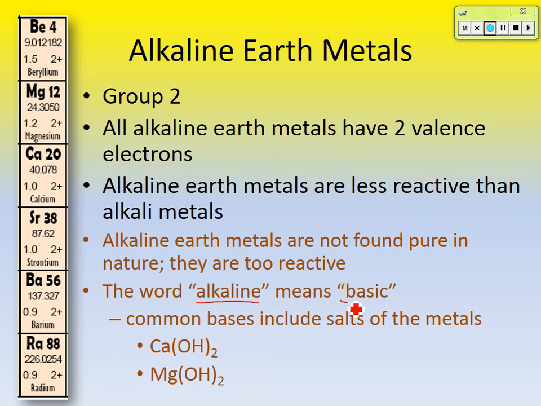Let's talk about why they're called the alkaline earth metals. Alkaline means basic. It's the opposite of acidic. Common bases include salts of these metals. Calcium and magnesium form the metal in the salt of basic compounds. So that's why they're called the alkaline earth metals.